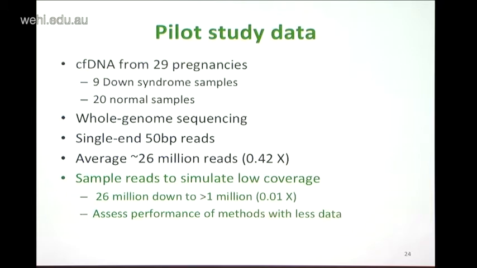Then what we did was sample the starting number of reads to simulate lower and lower coverage. We went from 26 million on average down to less than 1 million. We did this to see whether the pipelines could still detect the trisomies at extremely low coverage. This was important because these methods were going to be clinically translated, and low coverage means faster turnaround time as well as lower cost.